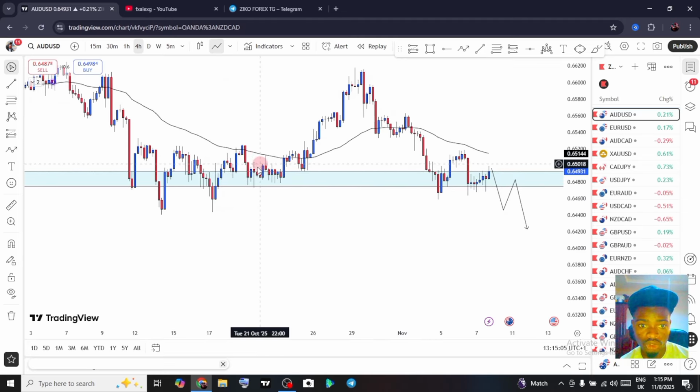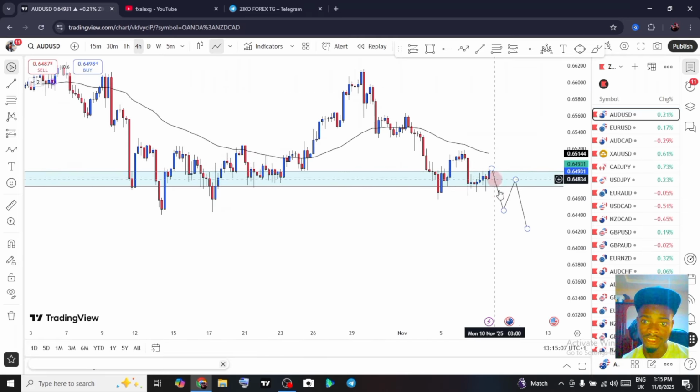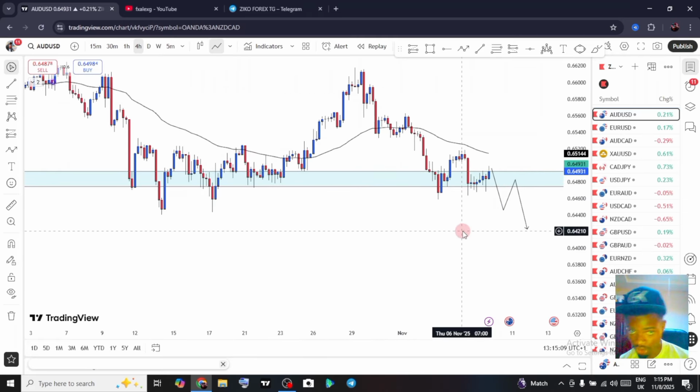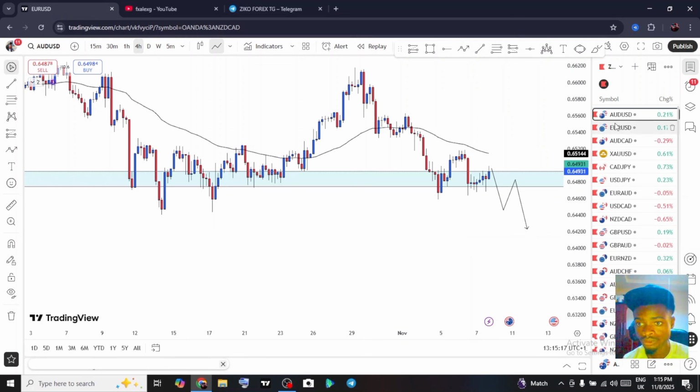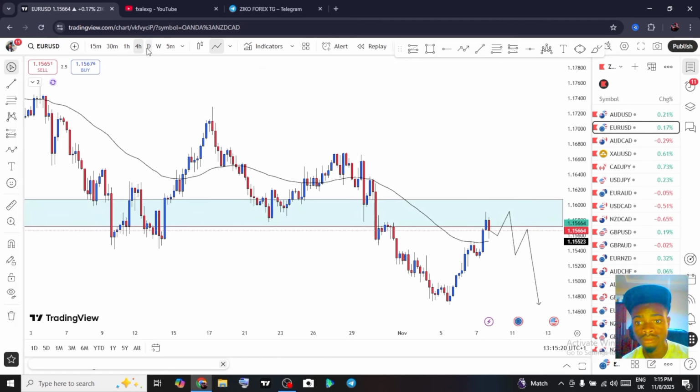And maybe we have a not so clean left shoulder, head, right shoulder right here, but you can decide to add it as your confluence if you want, right? So AUDUSD is a good pair for this week, so that's good. EURUSD might actually be one of the cleanest.